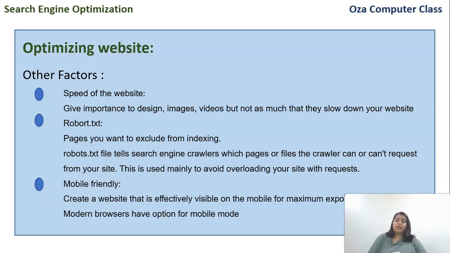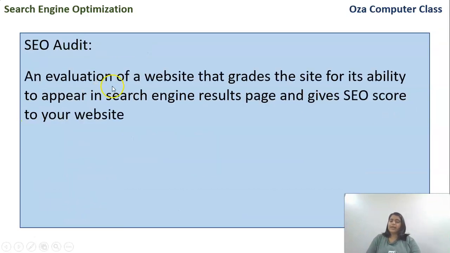The next is mobile friendly. Obviously you have to create your website in a way that it is visible on mobile phones as well for maximum exposure, because nowadays everyone has a mobile, and if your website is not properly viewed on the mobile phone of the viewers, they will be disappointed and find some other website with the same information. Next are SEO audits. SEO audits are an evaluation of the website that grades the ability of the website to appear in the search engine results and gives your website an SEO score.